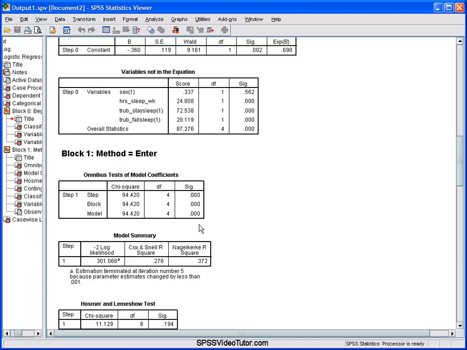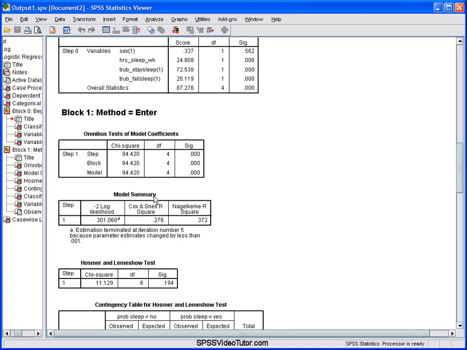Okay? Now, the model summary table tells us the amount of variation in the dependent variable explained by the model. So in this case, 27.6% to 37.2% of the variability is explained by our model. Okay? Now, these are sort of pseudo R-squares, and the reason they're referred to as pseudo R-squares is because they don't follow the same assumptions as the general linear model regressions.